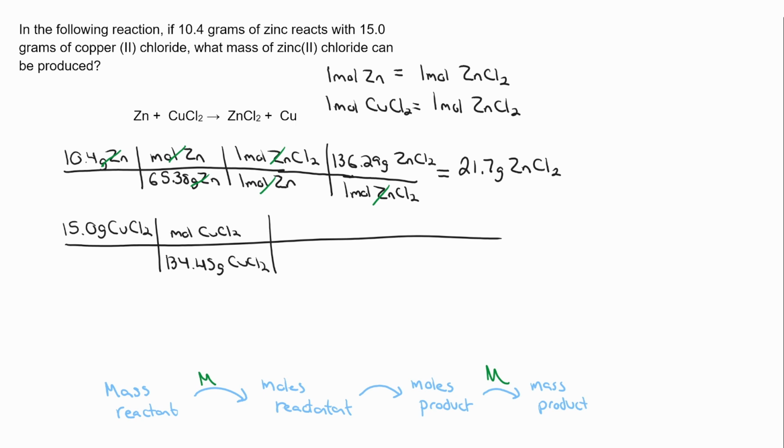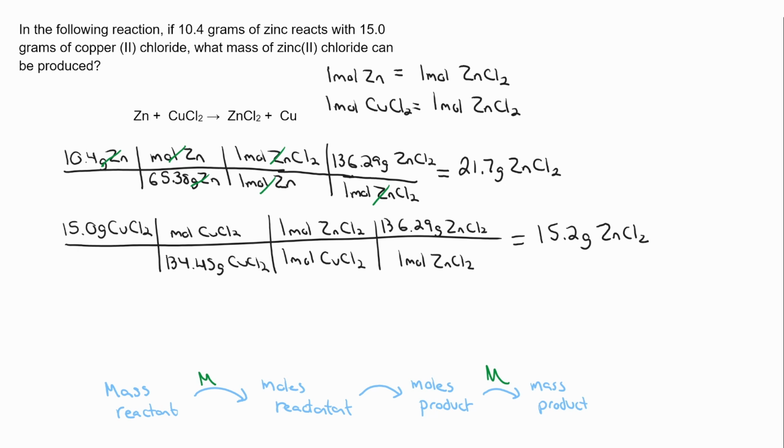And then we use our mole to mole ratio, where 1 mole of copper 2 chloride is equal to 1 mole of zinc 2 chloride. And then we're going to use our molar mass of zinc 2 chloride, as we did before, for every mole of zinc 2 chloride. And what we'll get is a mass of around 15.2 grams of zinc 2 chloride.